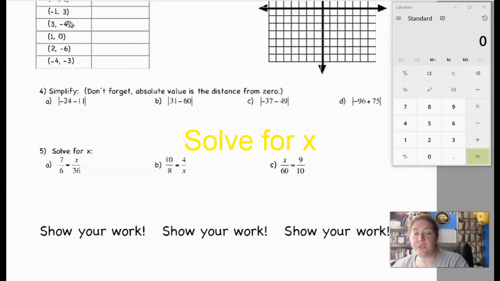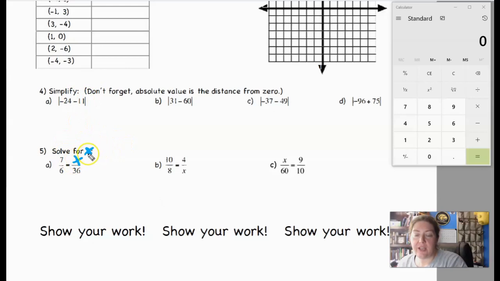We're continuing in your week 4 packet. We're going to look at this section down here where we solve for x. Now, when we're asked to solve for x, we're looking to make Mr. X happy. Mr. X is the one that we need to get all by himself. So in this particular problem, Mr. X is up here on the top.